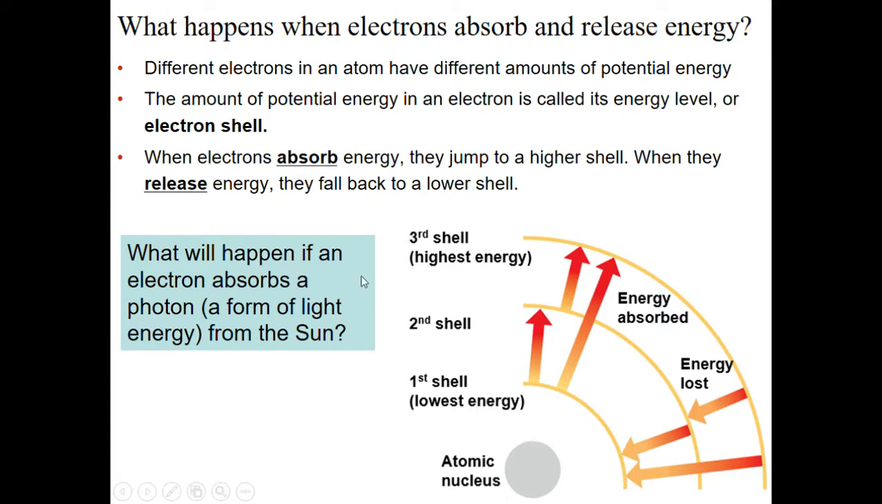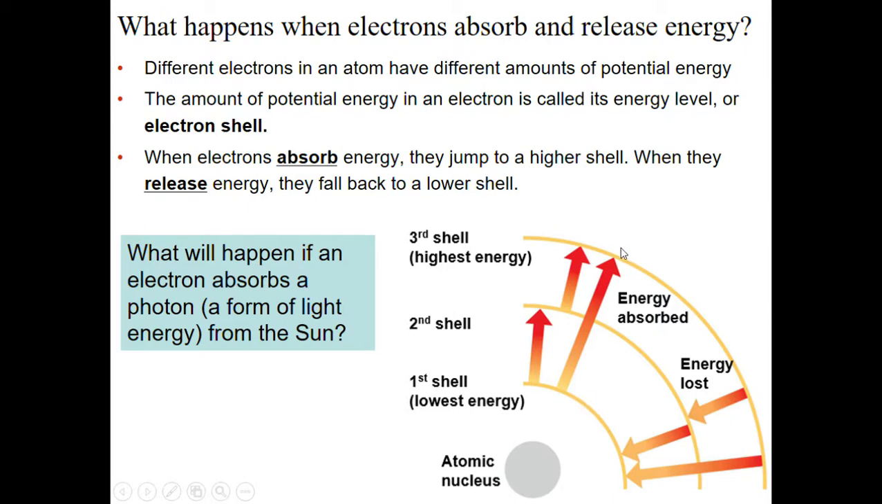My processing piece in blue is also in your notes. It says, what will happen if an electron absorbs a photon? So if an electron absorbs a photon from the sun, is it going to absorb and jump to a higher level, or will it absorb and fall back? The answer is that it will jump to a higher shell.